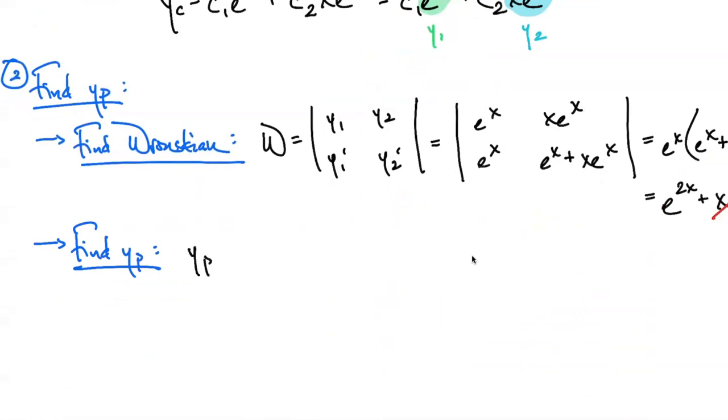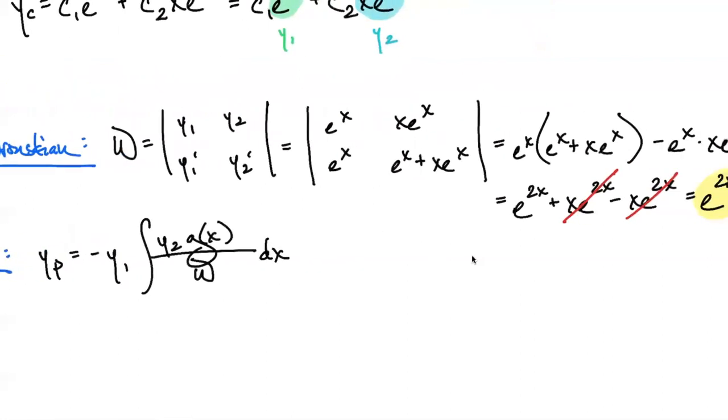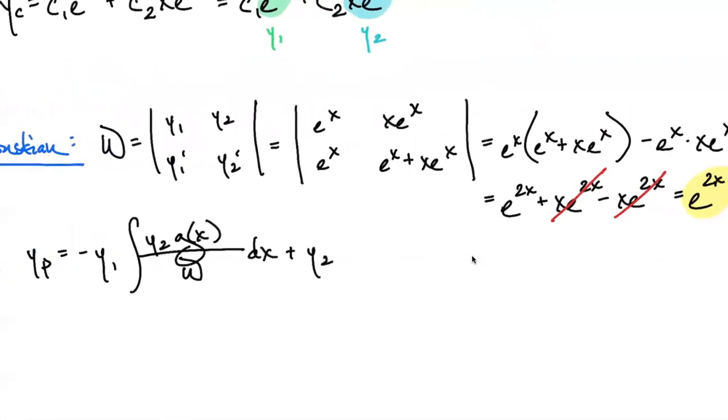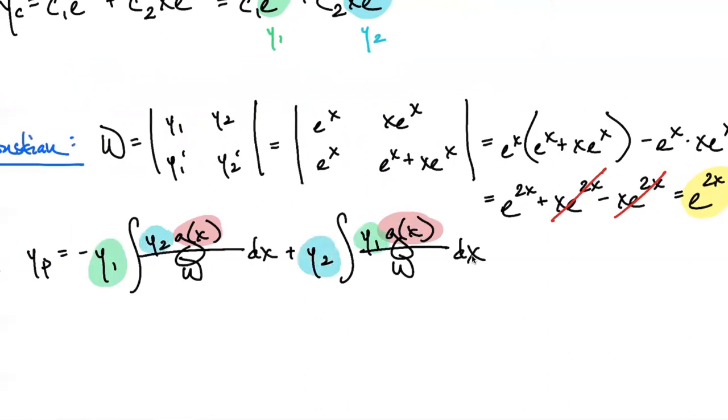So our y sub p will equal negative y1 times the integral of y2 times g of x over the Wronskian dx, plus y2 times the integral of y sub 1 times g of x over the Wronskian dx. Now I'm going to color code this real quick so we can make sure that we know we're plugging things into the right place and that we are simplifying correctly. That's probably the hardest part.